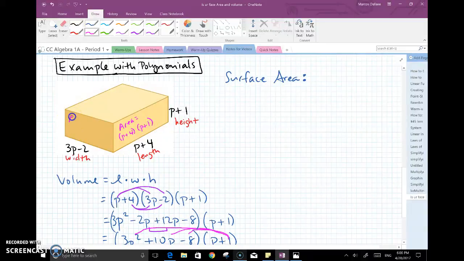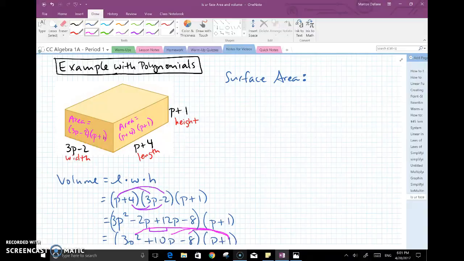The area of this side would be 3p minus 2 times, now the height is p plus 1, because this height is p plus 1, this height is also p plus 1. Okay, so again, this is p plus 1, that's a height, and therefore this height is also p plus 1. So I'm going to multiply the width times the height, so times p plus 1. Okay, it's always 2 dimensions that you have to multiply, a length and a width, or a width and a height, or a length and a height, etc.